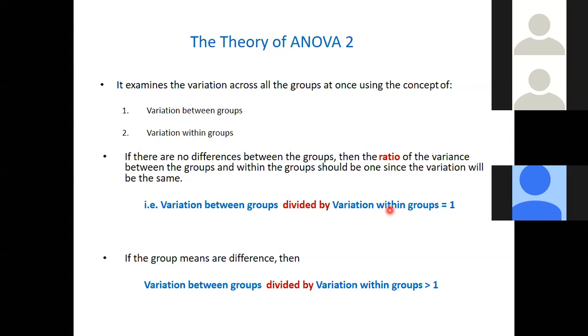So if the group means are different, then the variation between divided by the variation within will be greater than 1. If you are comparing 3 means or 4 means, and they are actually different, when you divide the variation between them by the one within, it should be greater than 1 and reach a critical level. You now say, oh, this difference is not just by chance.